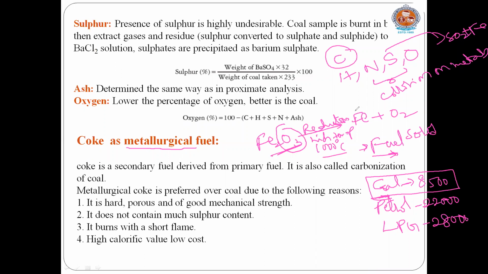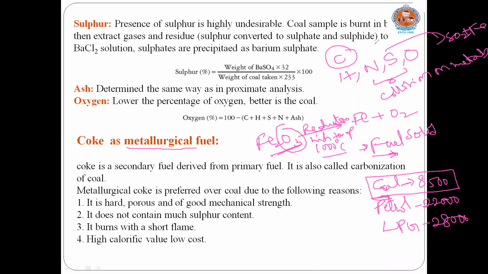So it is useless. So definitely we need to remove all these unwanted substances from the coal sample before using the coal in that particular application, the metallurgical process. So to do this process, to remove hydrogen, nitrogen, sulfur, oxygen, all these substances from the coal sample, we need to conduct carbonization.